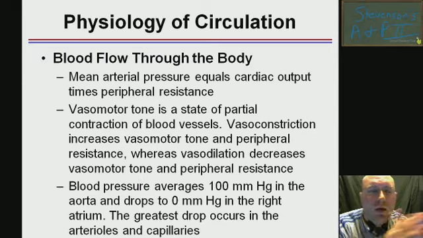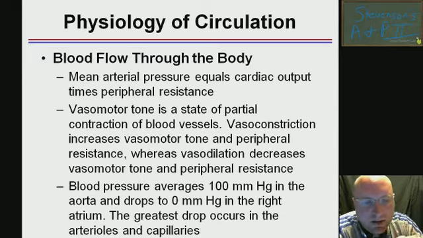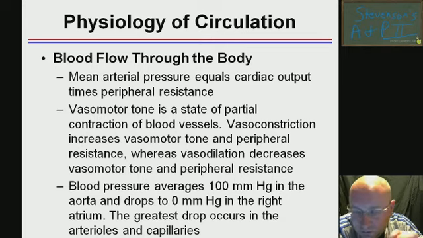Alright, physiology of the circulation. Blood flow through the body. Mean arterial pressure is equal to the cardiac output times the peripheral resistance.